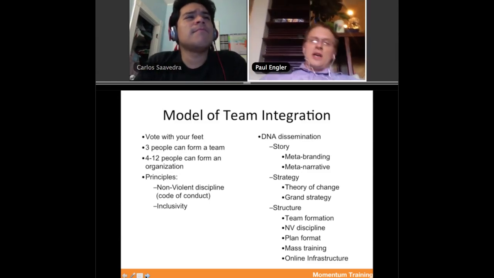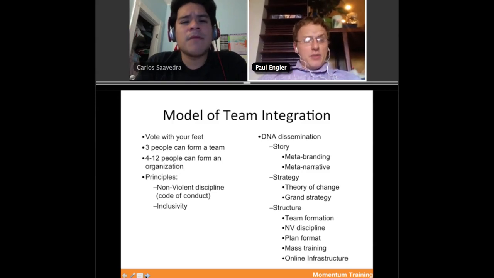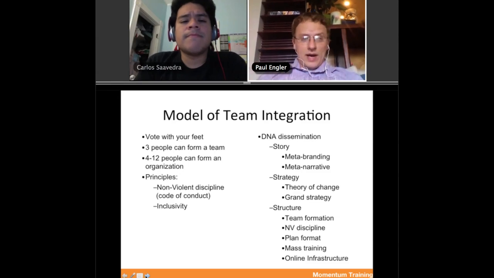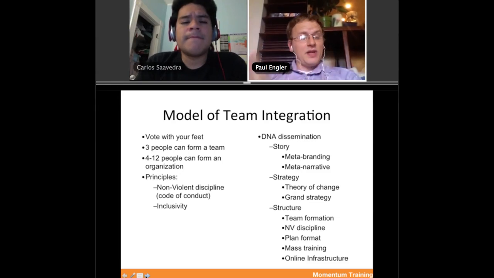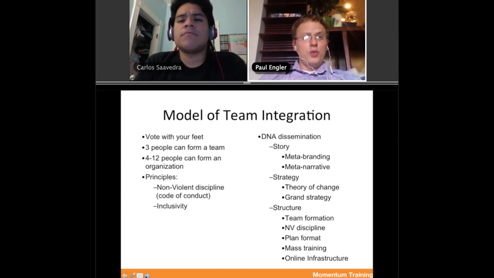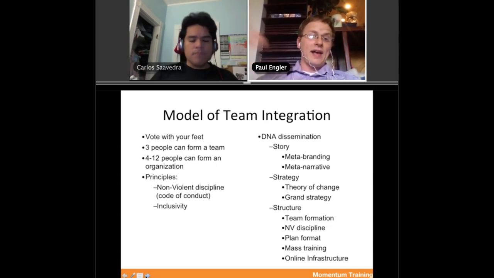So when we're talking about this hybrid model in the team structure, right now we're talking specifically about how that applies to team structures. But what we need to do is really create a front-loaded DNA, and that's going to include central elements that all the teams can use without permission, that gives them some ability to be united with the movement. And that is like a common story, a meta brand, a meta narrative.